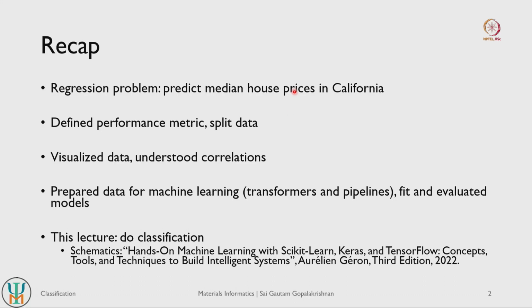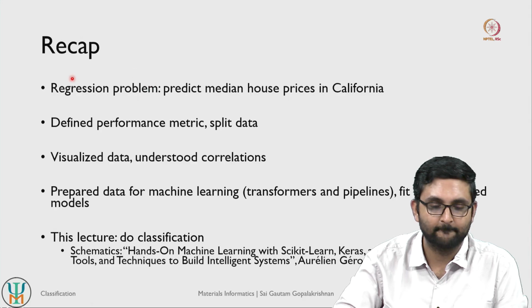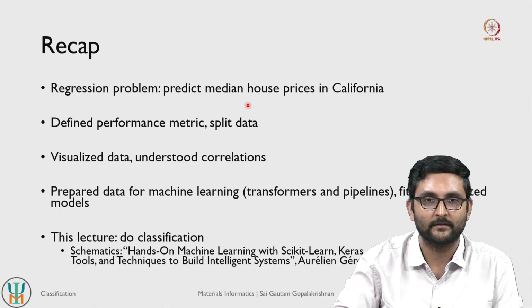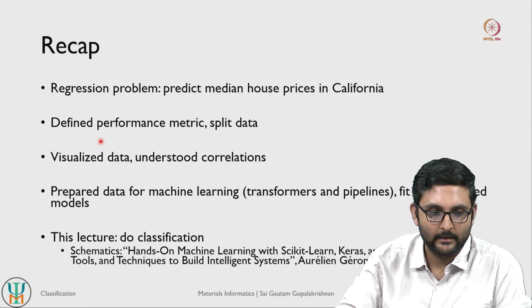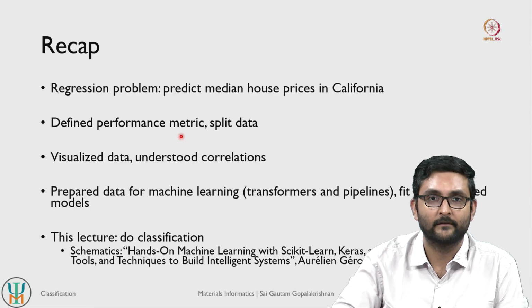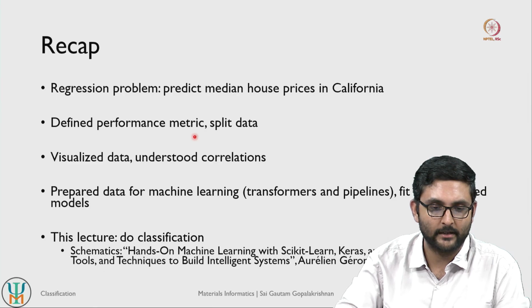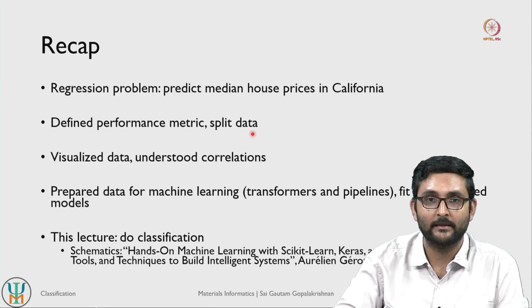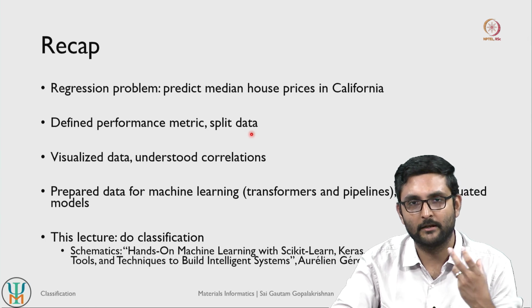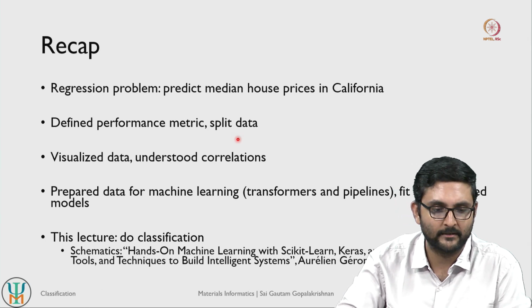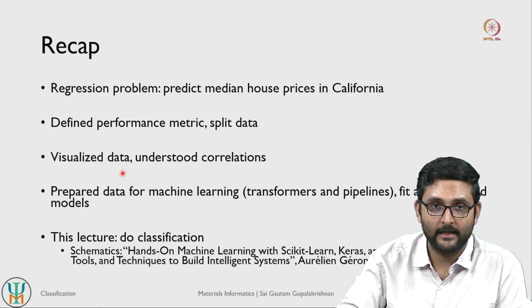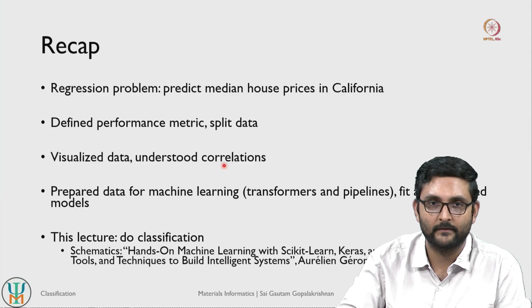Just as a recap of what we did in the last lecture, we looked at a typical regression problem, which is predicting median house prices in the state of California. We defined some performance metrics, root mean squared error and mean absolute error. We also split the data into train and test sets, and in terms of splitting data we looked at random and stratified splits as well. We visualized the data and understood correlations.